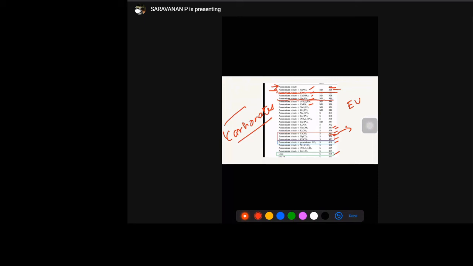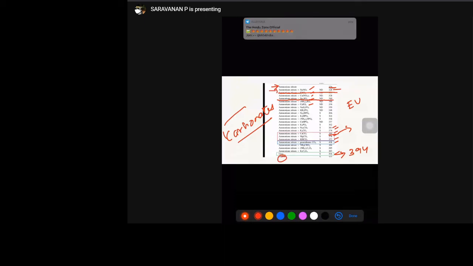I skipped HMK because there are other problems with it. These are all to prevent the decomposition of ammonium nitrate. By adding these inhibitors, we can delay the detonation process of ammonium nitrate. This is what I want to say to you.